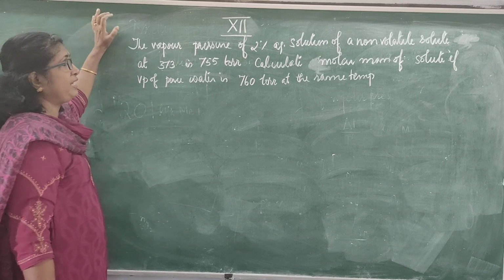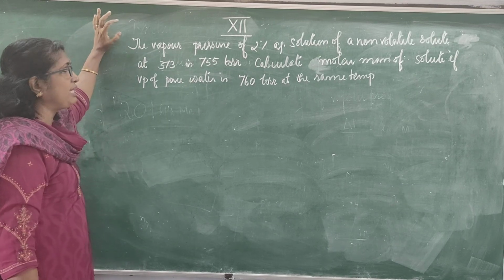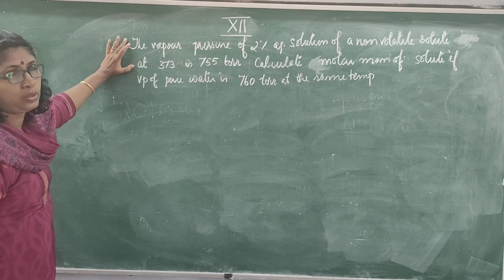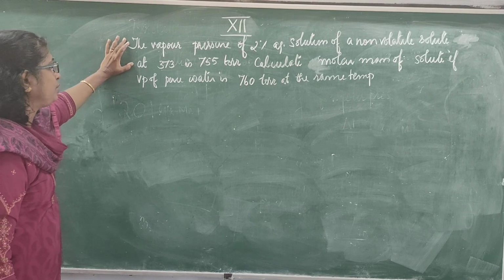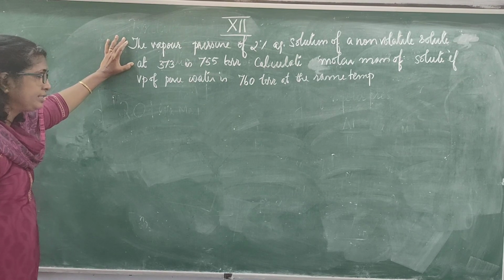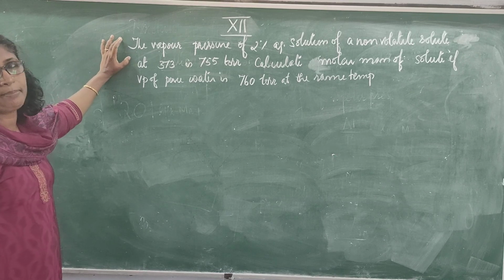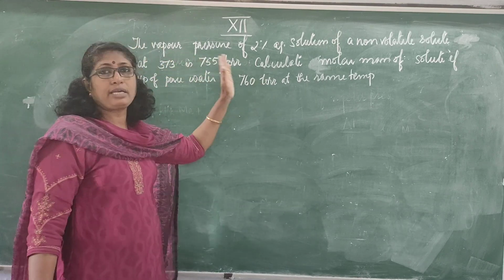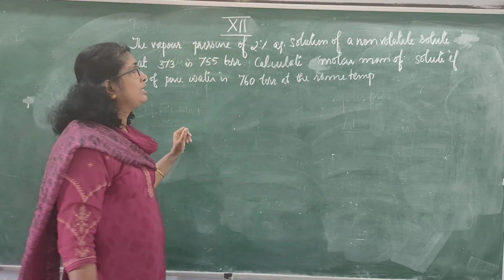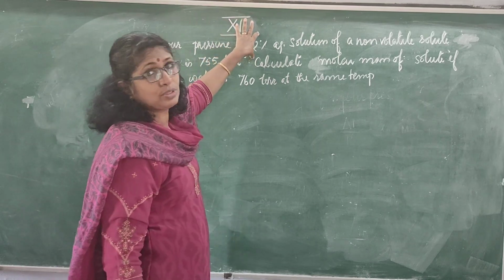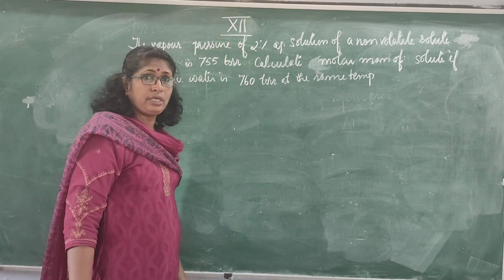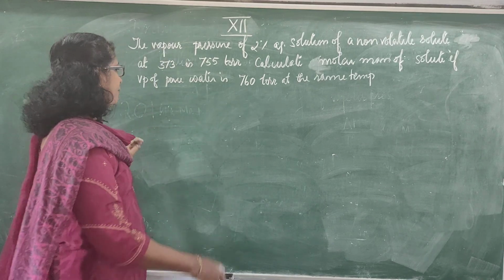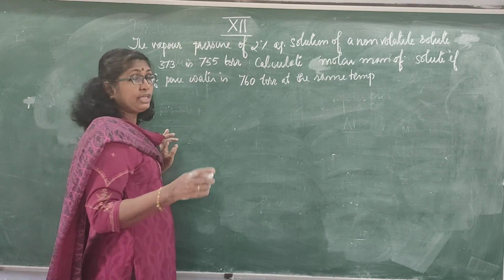So the vapor pressure of a 2% aqueous solution of a non-volatile solute at 373 Kelvin is 755 torr. Calculate the molar mass of the solute if vapor pressure of pure water is 760 torr at the same temperature. Torr means it is a unit of pressure. So since both are given in the same unit, no need to change that. Then it is given 2% aqueous solution. What do you mean by a 2% solution? 2% solution is 2 gram of the substance dissolved in 100 gram of the solution.